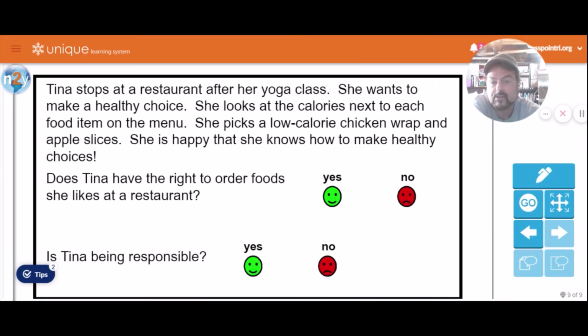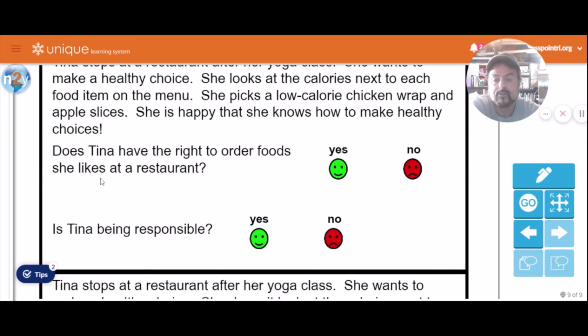Tina stops at a restaurant after her yoga class. Yoga is like an activity where you stretch, you know, it's like an exercise stretching kind of thing. She wants to make a healthy choice. She looks at the calories next to each food item on the menu. She picks a low-calorie chicken wrap and apple slices. She is happy that she knows how to make healthy choices.